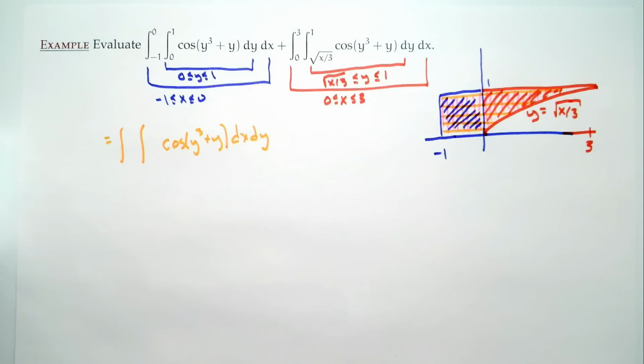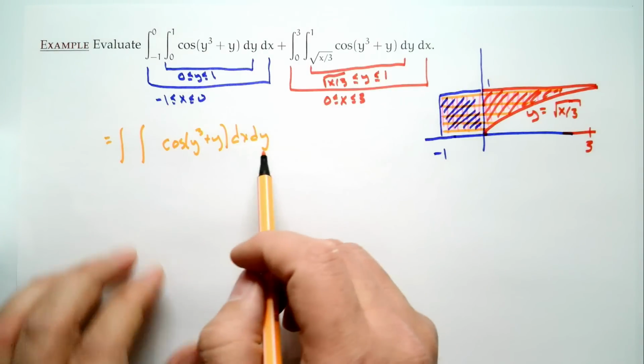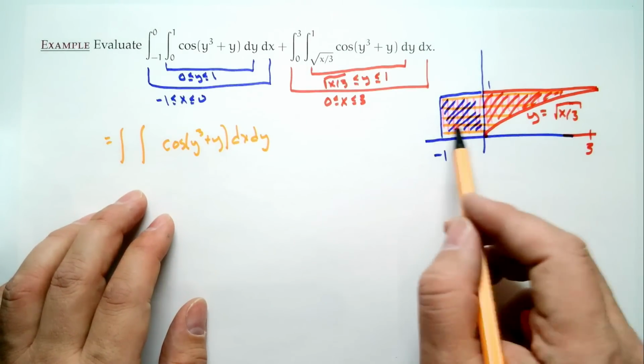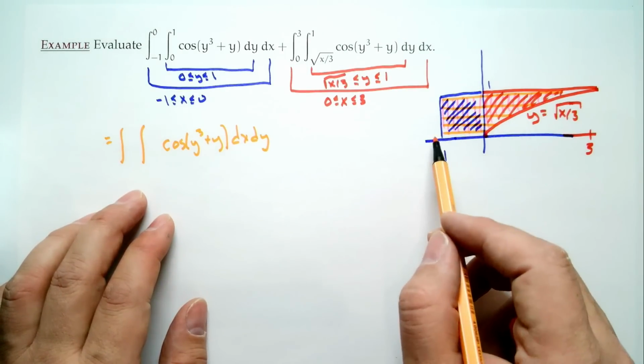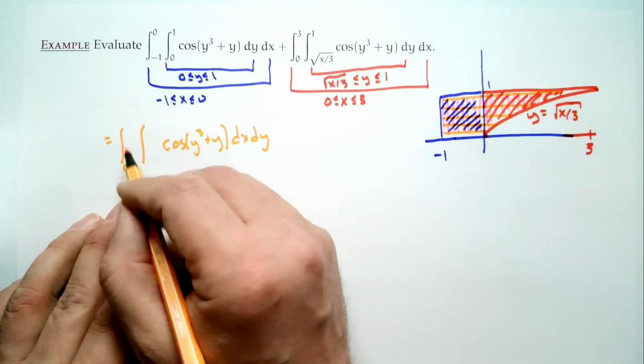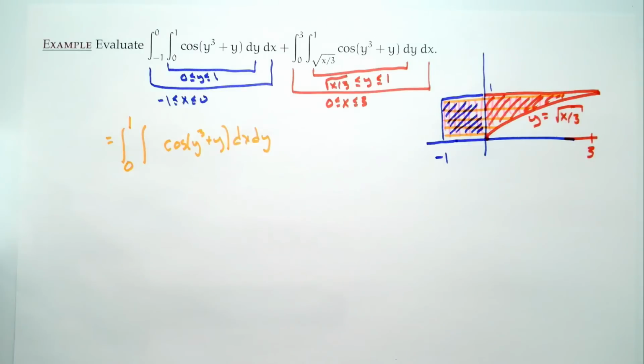And now we have to think, okay, let's talk about the outside. Y. Where does y go from? Where do I start my slicing? Where do I stop my slicing? Start at 0, end at 1. Those are nice numbers, 0 to 1.